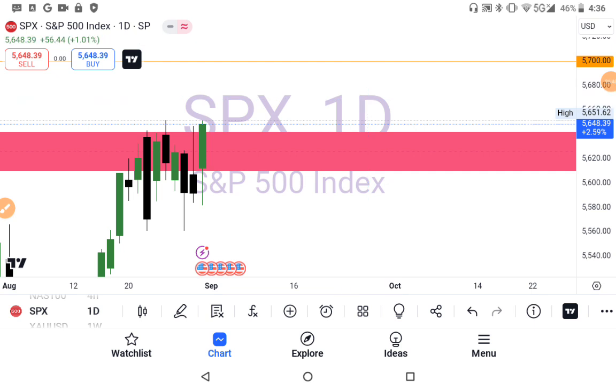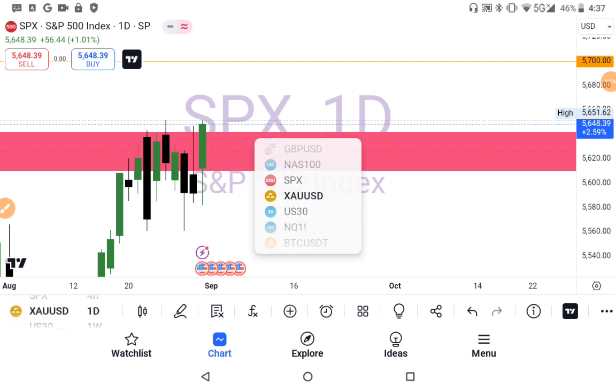So I'll be interested in 5,700 and 56.69. I think I have my eye on 56.69 as a kind of low hanging fruit objective. Then let's go to our gold.